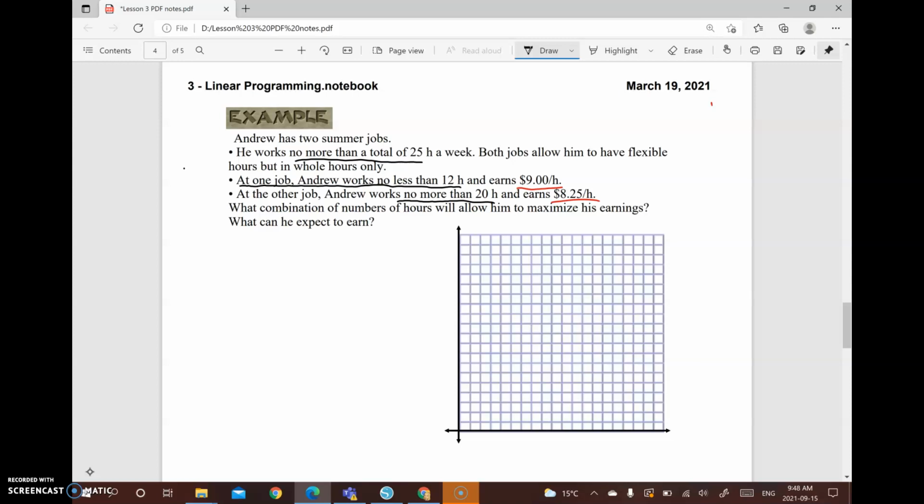So first I have to label what x will be and what y will be. x can be job one, and y can be job two. If he works no more than a total of 25 hours, that means x plus y has to be less than 25. And we could be up to 25 hours a week, so I can put less than or equal to. At one job, Andrew works no less than 12 hours, so for job one, x, he works at least 12 hours or more. So x will be greater than or equal to 12. For job two, he works no more than 20 hours, so y will be less than or equal to 20.